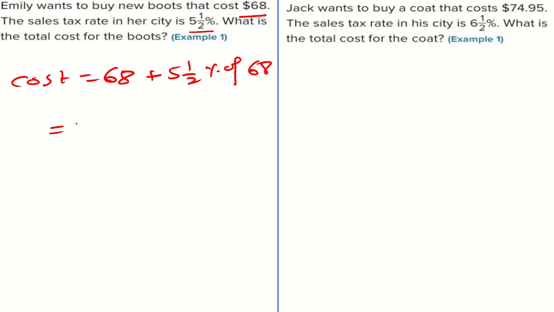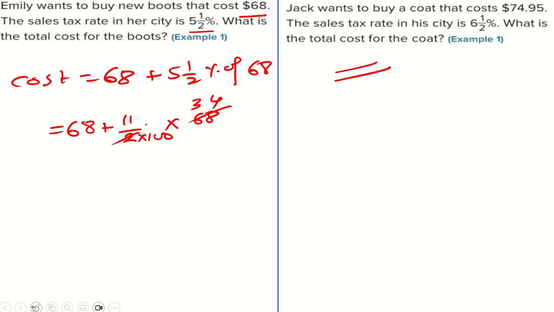Here only the calculation is difficult, okay? Otherwise the question is not difficult. 5.5, that is 11 over 2%, means divided by 100 and then multiplied by 68. Just calculate this and you will get the answer, okay? Only the calculation of fractional numbers, otherwise nothing is difficult here. Same goes with this question also. And if you face any problem, you can write in the comment, okay? I will explain how to do this.